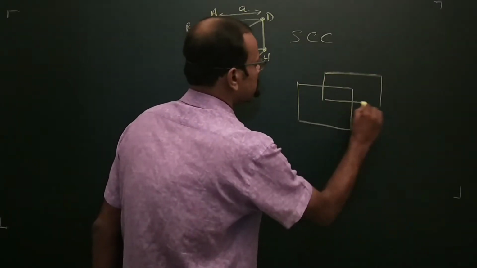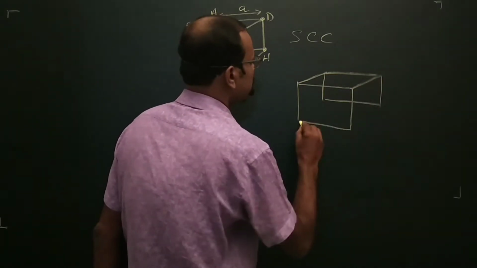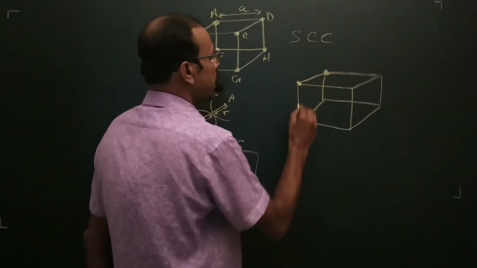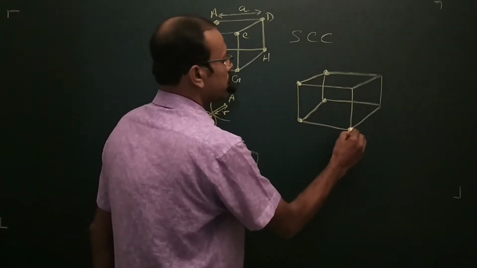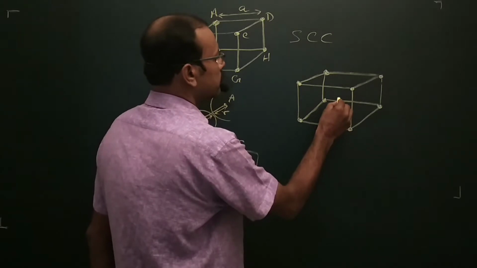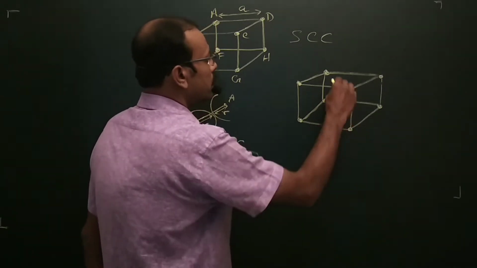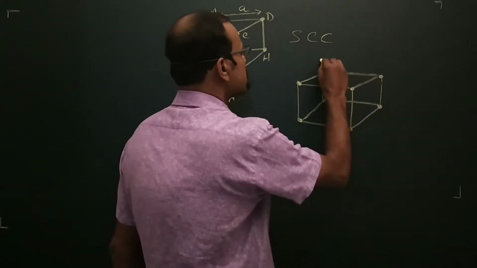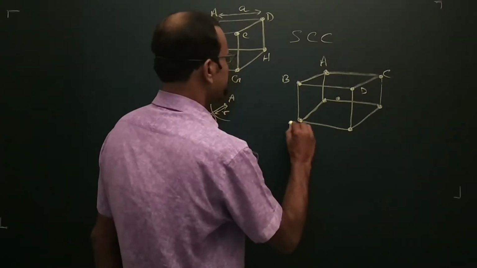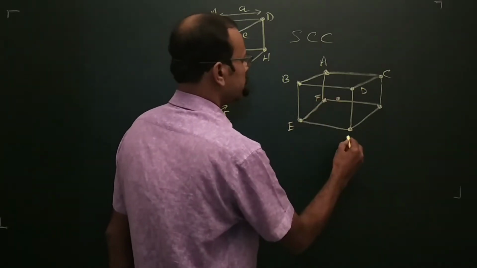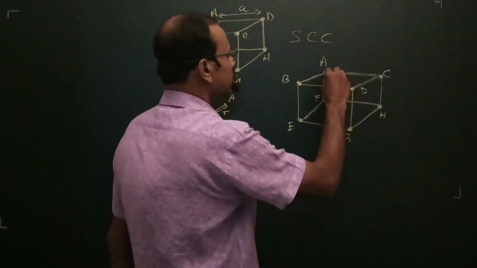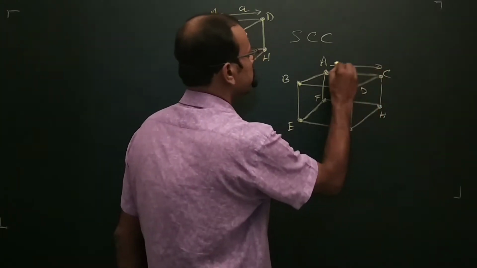Now we are going to deduce the relation between the radius of the particle and the edge length of the body centered cubic unit cell. So you see, in the body centered cubic unit cell there are particles at each corner of the cube. There are 8 corners and one particle at the body center. So we will have to find this distance. I am naming again A, B, C, D, E, F, G and H. Now you see, all the edge lengths are a.